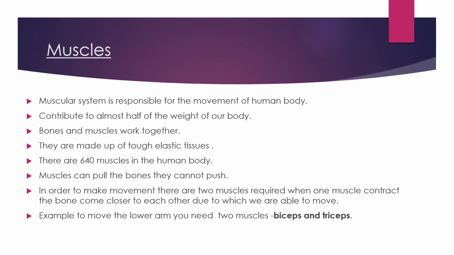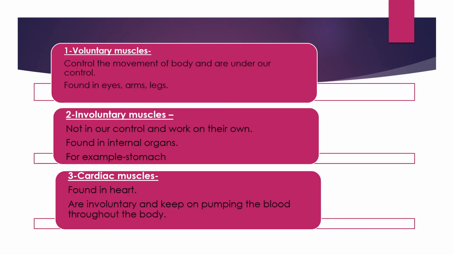We have seen that muscles are responsible for movement, but to make movement at a time, we require at least two muscles. For example, to move the lower arm, you need to move two muscles. What are they? Biceps and triceps. Types of muscles. Muscles are divided into three categories. These are voluntary muscles, involuntary muscles, and cardiac muscles. We'll understand them one by one.